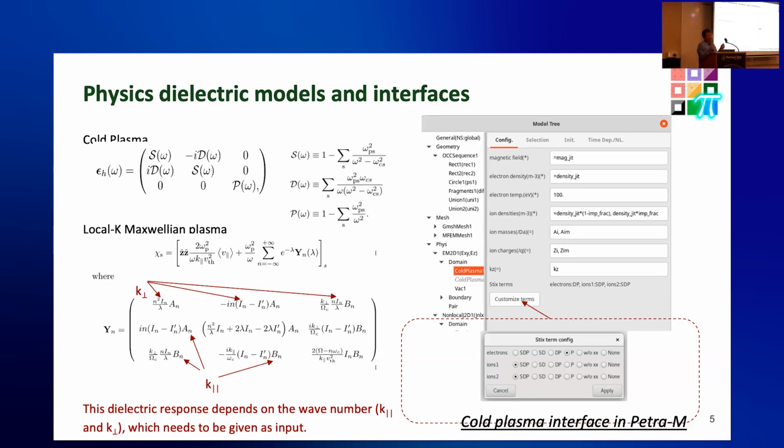Wave number, because we are dealing with magnetized plasma, is not a single number. There are two wavelengths, in the direction parallel and the direction perpendicular. So we call them k-perp and k-parallel.